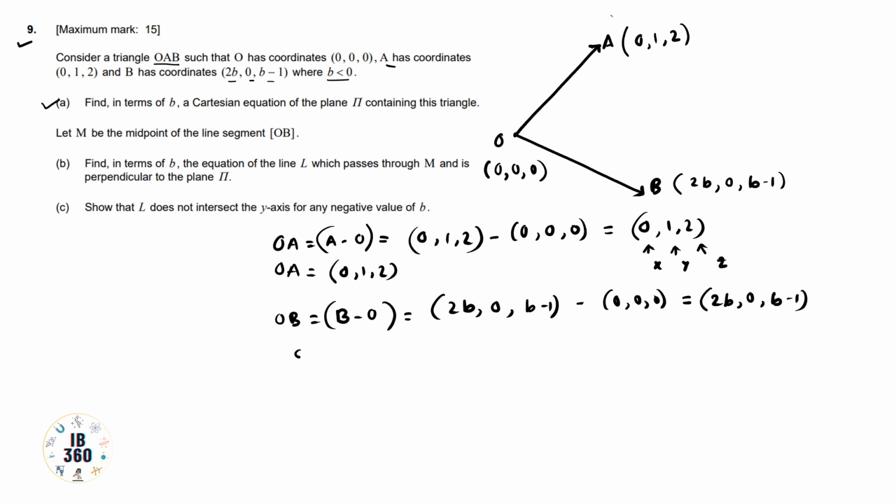And one more thing, just remember, if we try to get the positional value of any point with respect to the origin, then the positional value is just the value. So ultimately we are trying to find OB, basically the distance from the origin. So the value of the point will be the distance. So OB equals 2b, 0, b minus 1. Now what we need to do: the normal is parallel to the vector product.